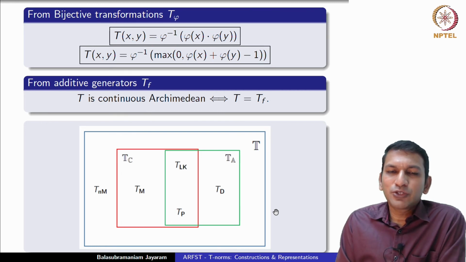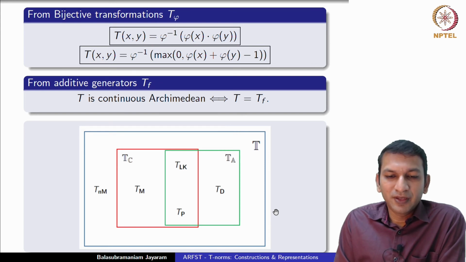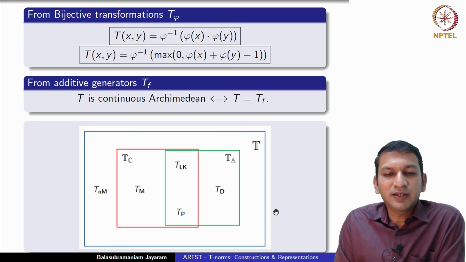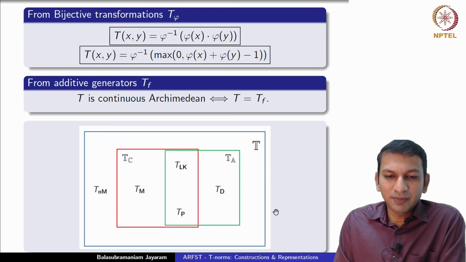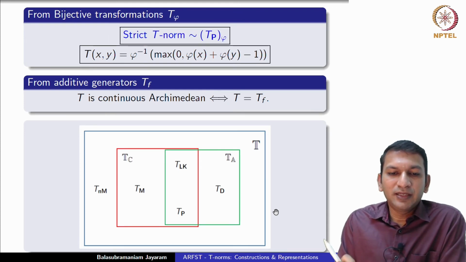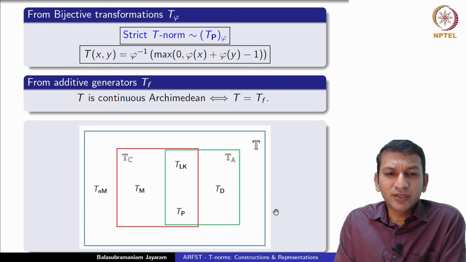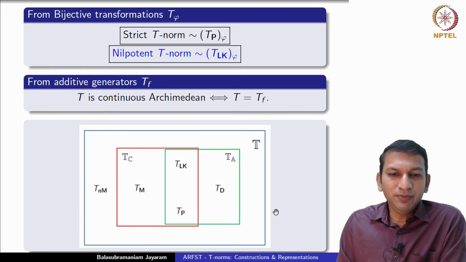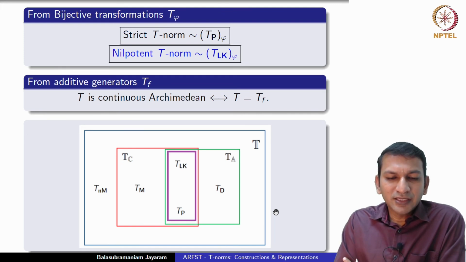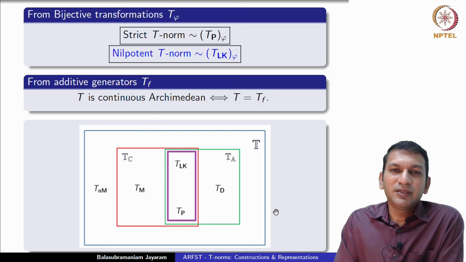But this diagram was not only to illustrate that. This diagram is to ask a question. Now we know that we have a characterization for continuous Archimedean t-norms. That means essentially they are either strict or nilpotent in this form. This is what we have known now. That is, if it is continuous Archimedean, then we know that it has such a representation.